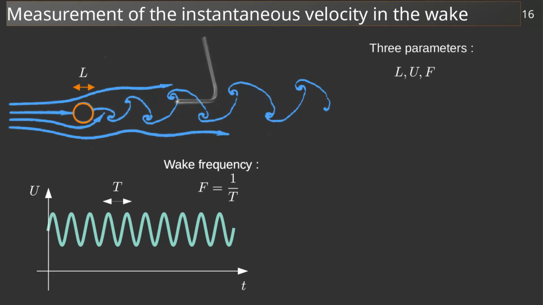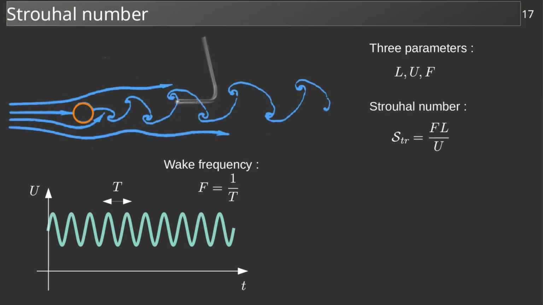We have here a purely kinematic problem with three parameters: the diameter, the velocity of the flow, and the measured frequency. We can construct a single dimensionless parameter f times L on U. This is the Strouhal number.